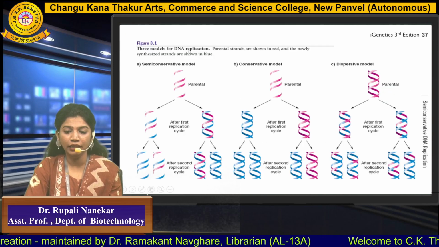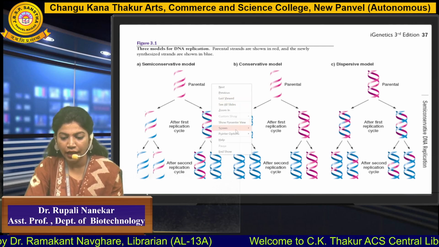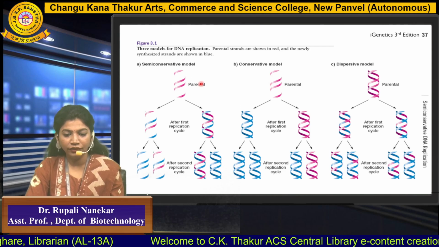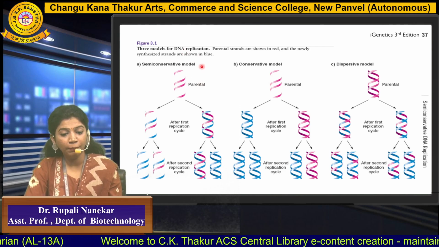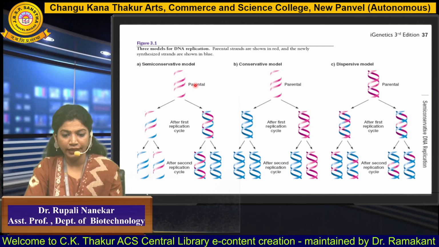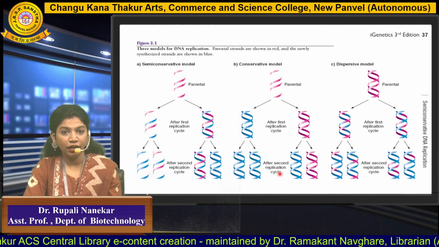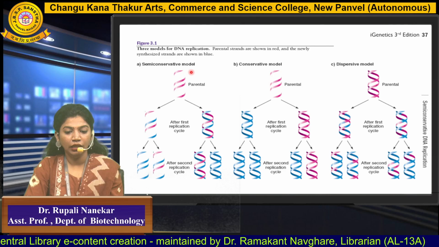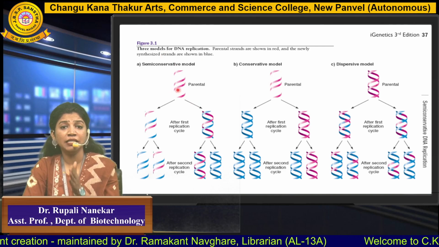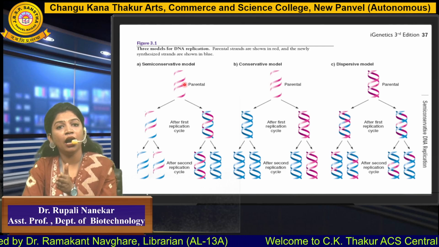Let's see diagrammatically how you can have the conservative, semi-conservative and dispersive models. Now students, if you can see on your screen, there are three different DNA replication models where the parental strand is represented in pink color and the new DNA is represented in blue color. This is the diagram which we have taken from iGenetics. The first model is semi-conservative, which means half of it is conserved: half is coming from the parent and half is new.